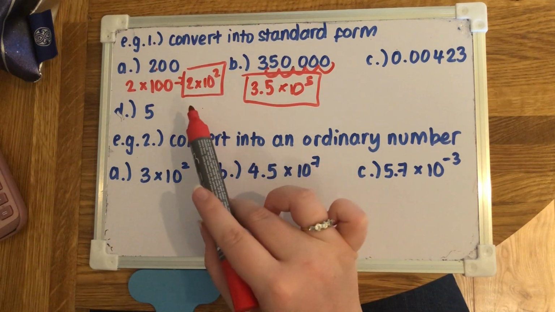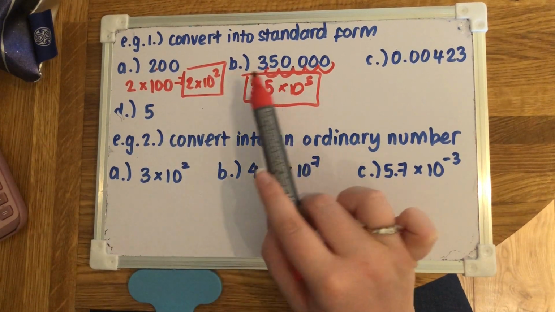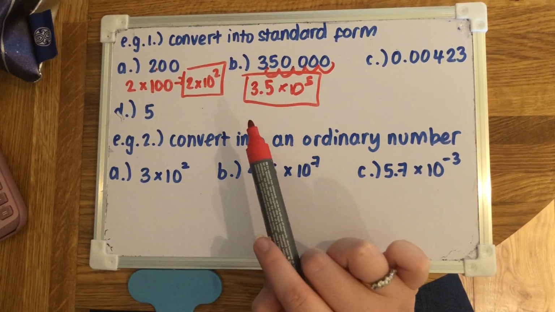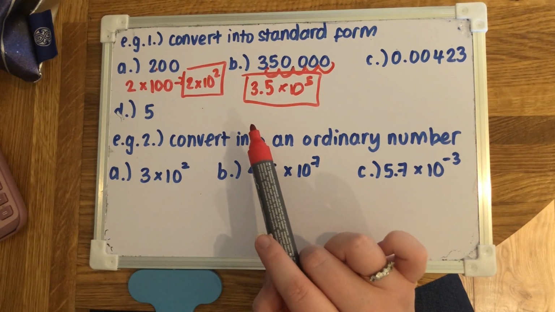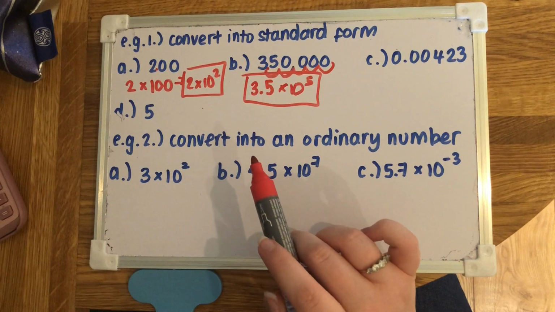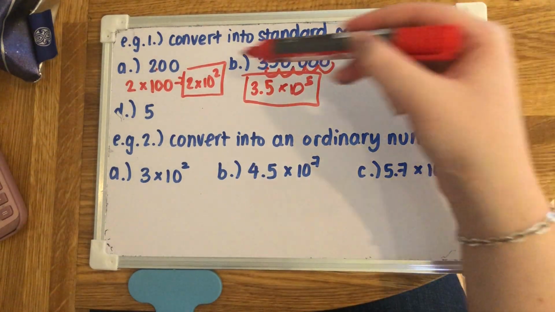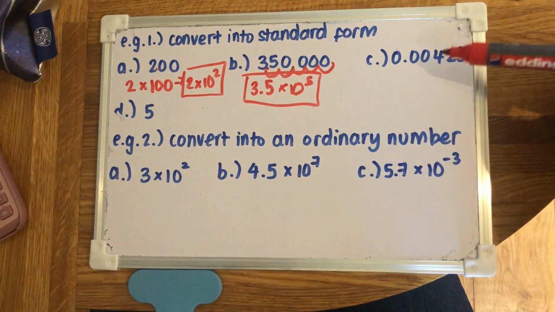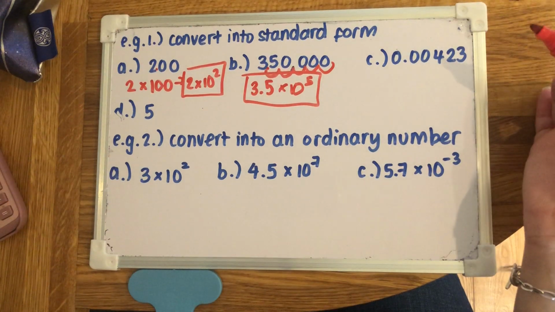You can do it the way I did it here, where you think, what would I have to times 3.5 by to get to 350,000? Any way is good, as long as you've got one way. Okay, the next one. So at the moment, the number's been getting bigger. This time it's getting smaller.